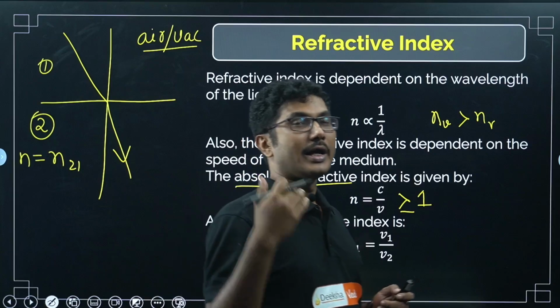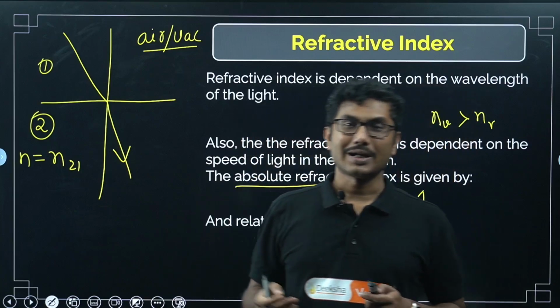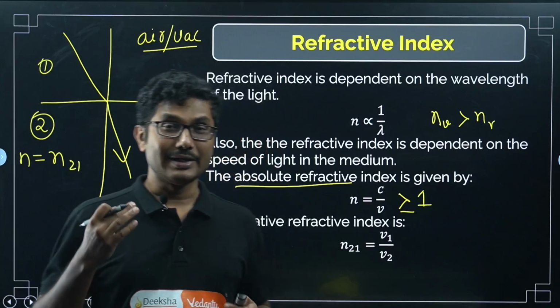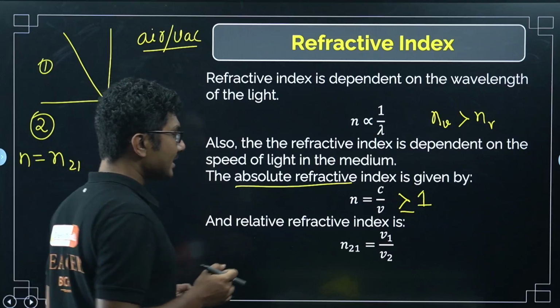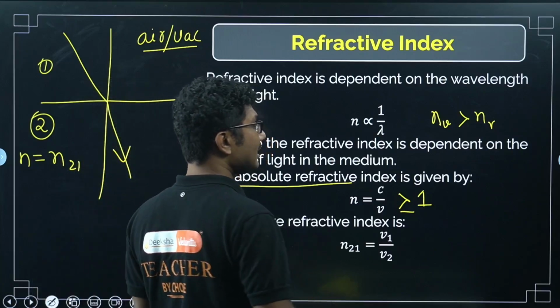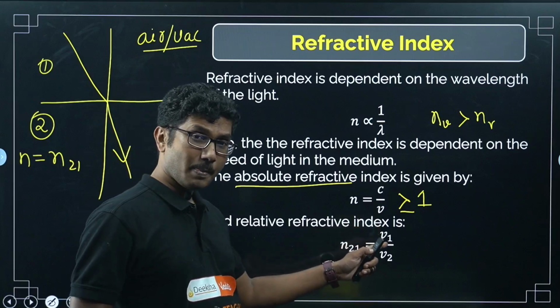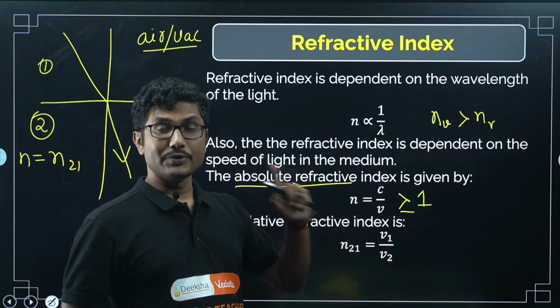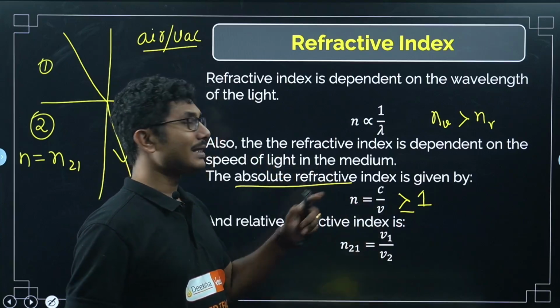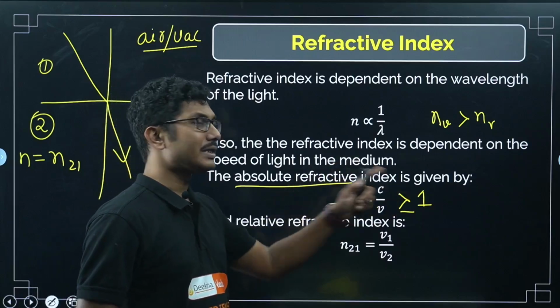But when you are diving deep into the water, the relative refractive index of your eye also changes. The relative refractive index is basically the speed of light in the first medium divided by the speed of light in the second medium. Many people get confused by this part. You can remember that absolute refractive index is always greater than 1.